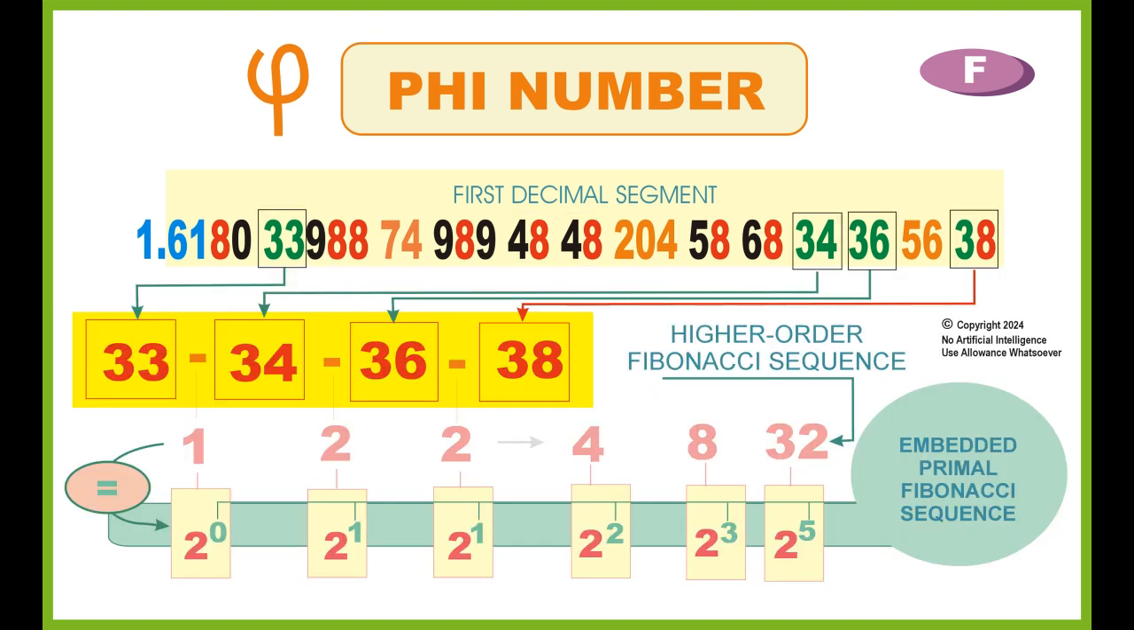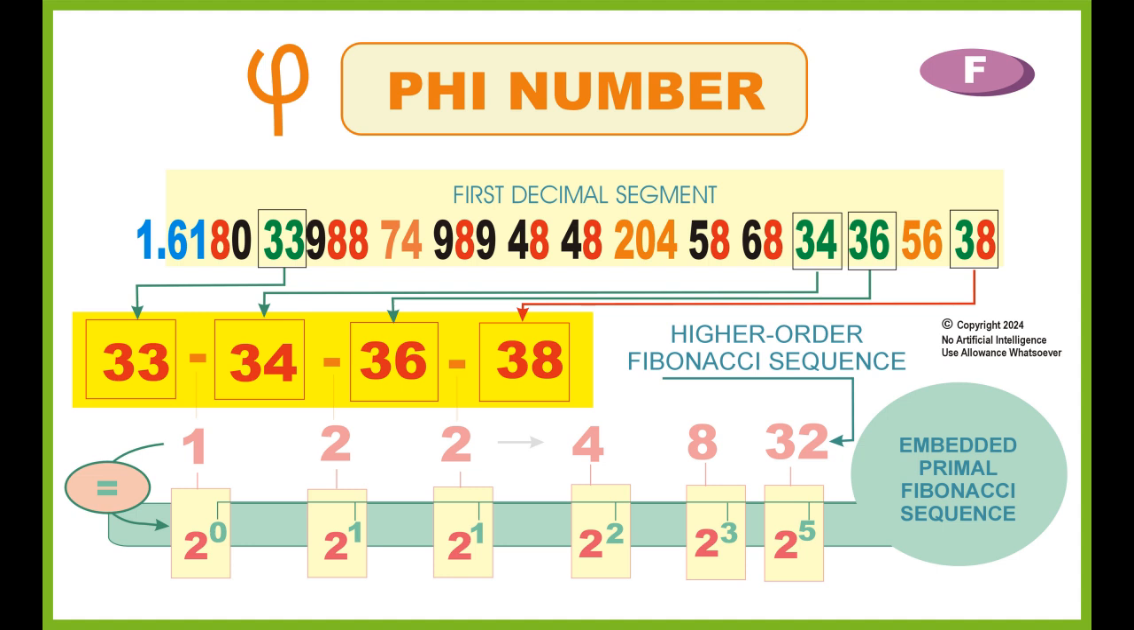On board F, we have the suite of numbers 33, 34, 36, 38, representing a sequence. The innate structure of the suite, which is a Fibonacci sequence, is not directly observable. We have to do some digging to uncover the Fibonacci identity.